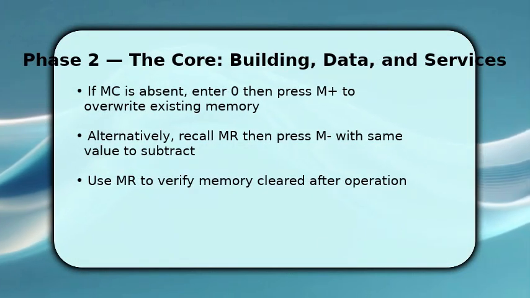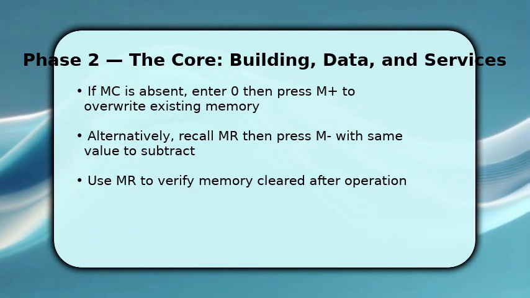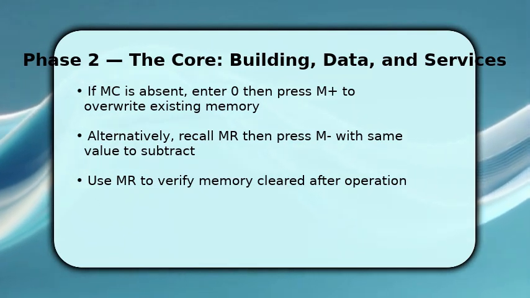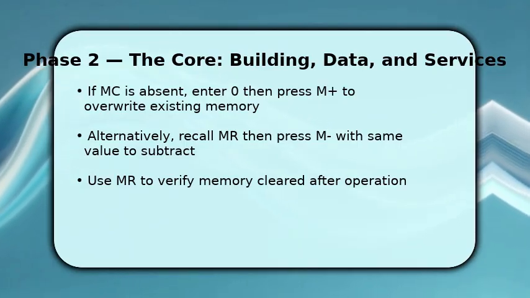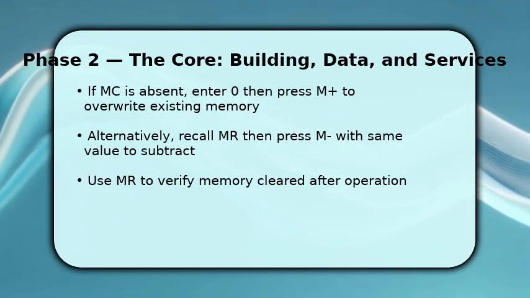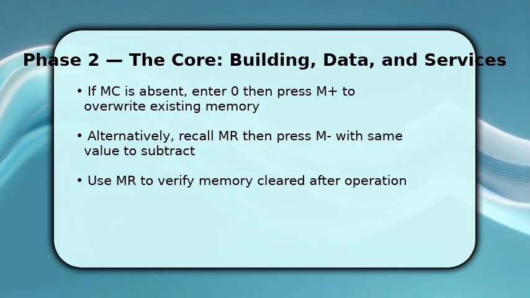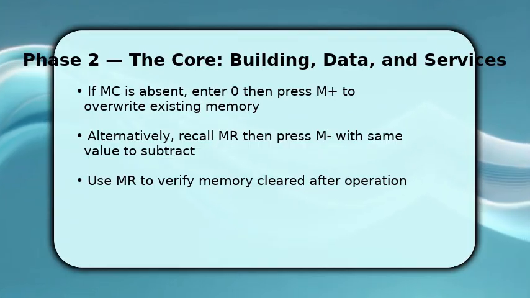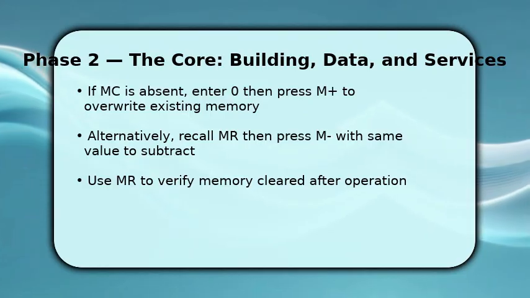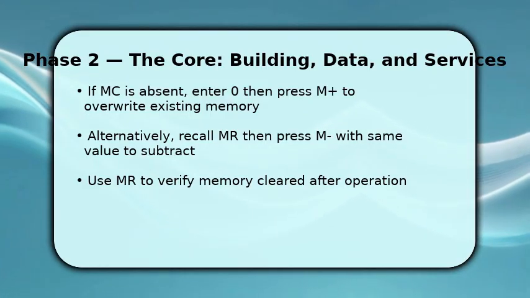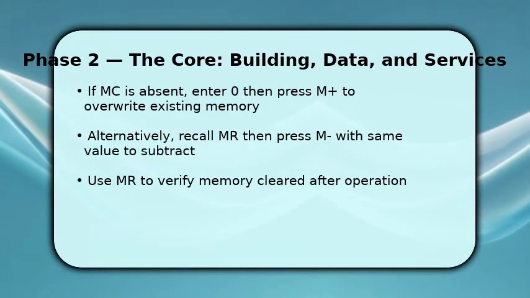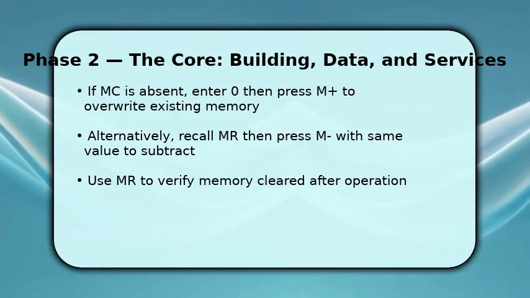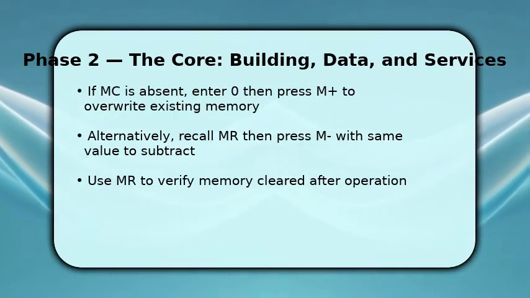Next, choose the reliable method for your model, overwrite or subtract. To overwrite, type 0 and press M+. That replaces the stored value with 0 and removes the M indicator on most calculators. To subtract, press MR to recall the memory, then press M- followed by the recalled number to zero it out. Both approaches work because memory arithmetic changes the stored value. Once finished, press MR again to confirm the display shows 0 or that the M flag disappeared.